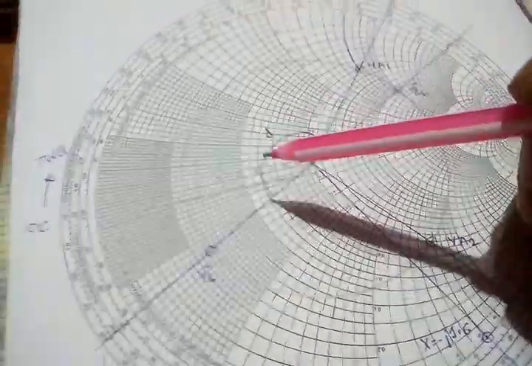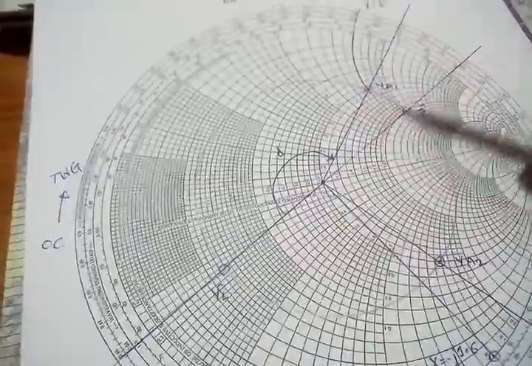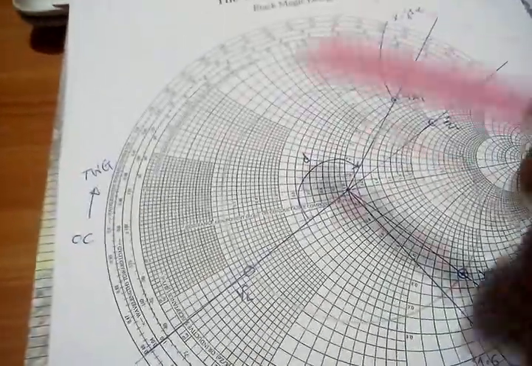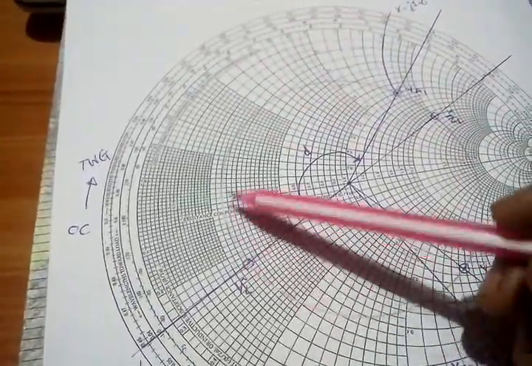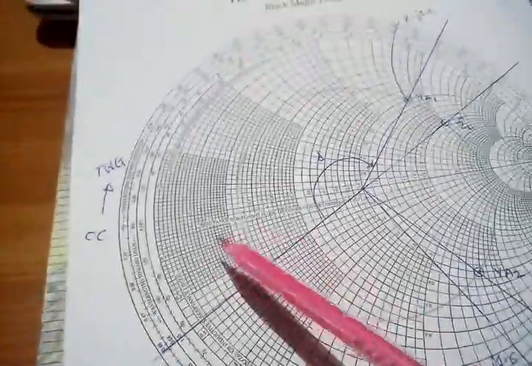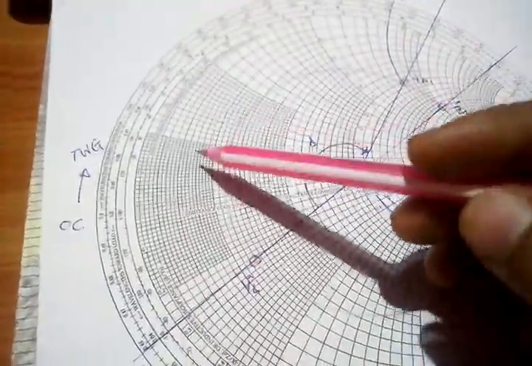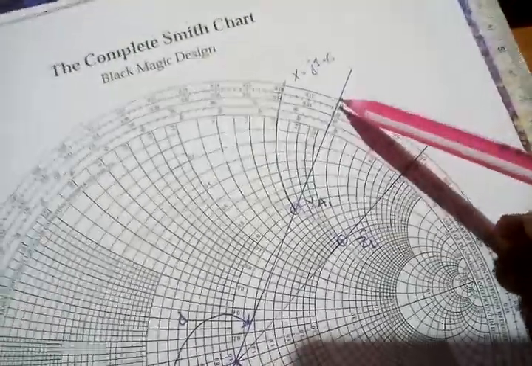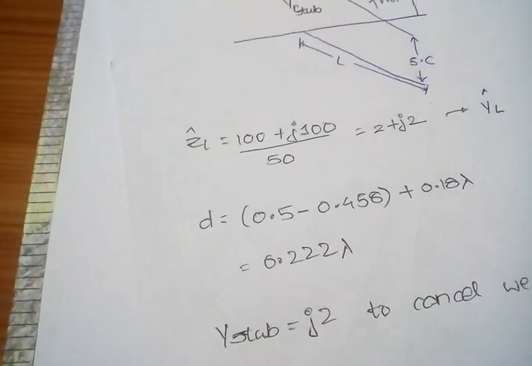Then the next step is I need to find the distance from ZL. I'm going towards generator. This is distance. So how do I need to find it out? It's a very big tedious task? No, it's damn easy. First we'll calculate this distance and then this distance. Out of 0.5, this is approximately 0.458. So out of 0.5 I am removing 0.458, so this distance remains, and I'll be adding this much distance, which is approximately 0.18. So you can see it's 0.5 minus 0.458 plus 0.18 lambda.